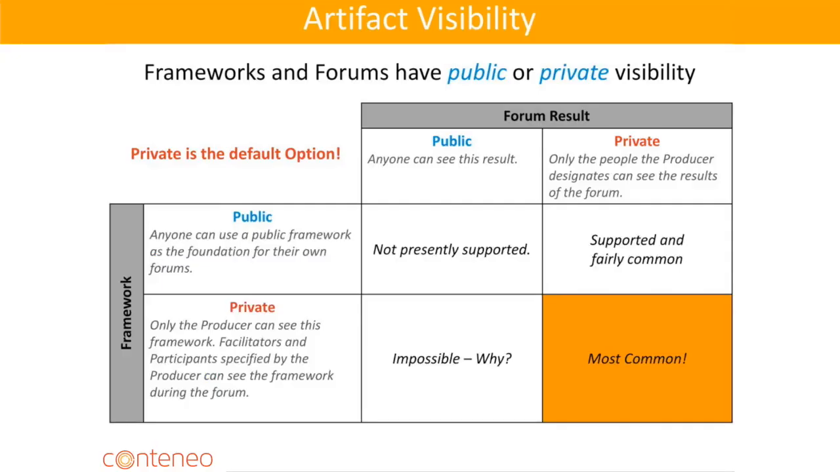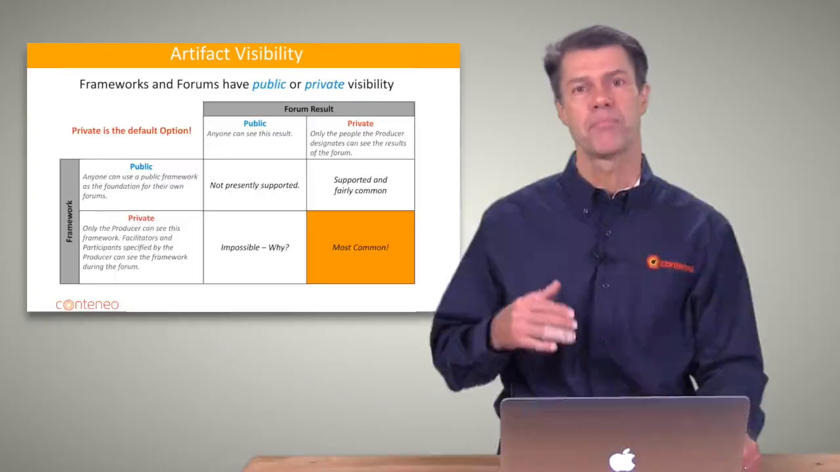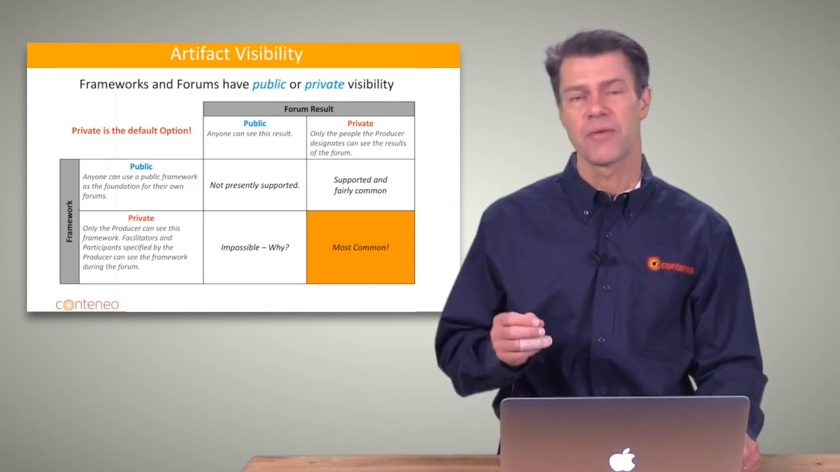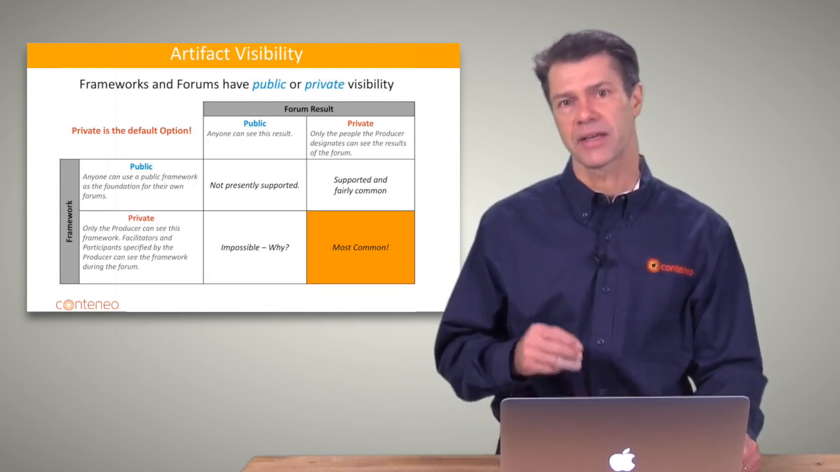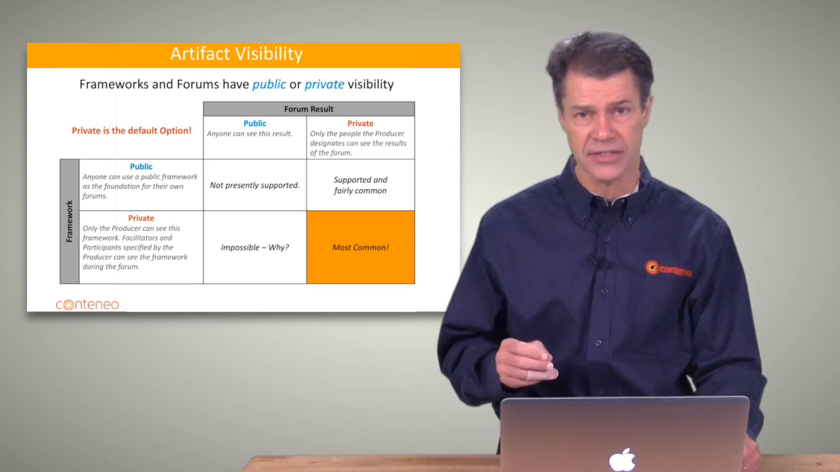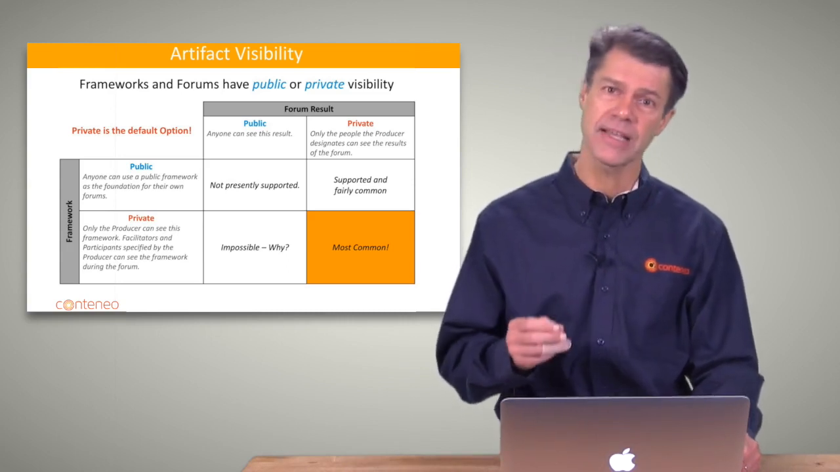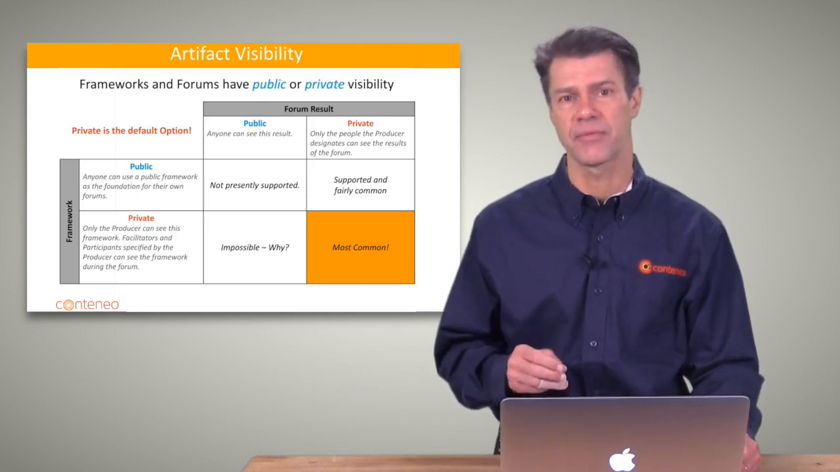Now, we want to talk about the visibility of the collaboration artifacts. In Weave, frameworks and forums have 2 forms of visibility, public or private. And I want you to think about public in a very natural sense of the word. Public means any other Weaver can see it. Now, we're an enterprise software company, and we value privacy to a great degree. So private is the default option, and you have to make choices to make things public in Weave.